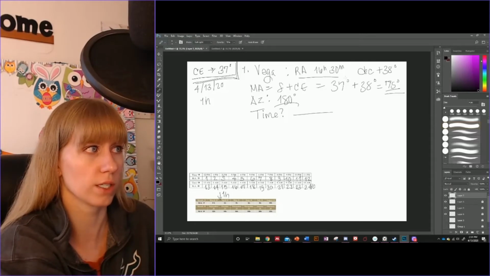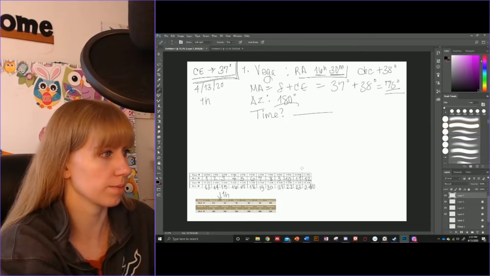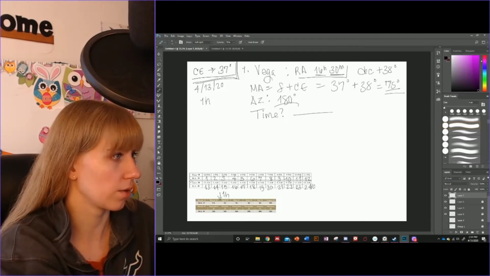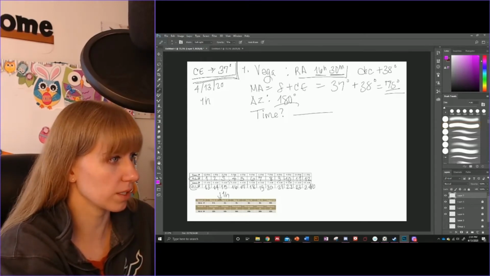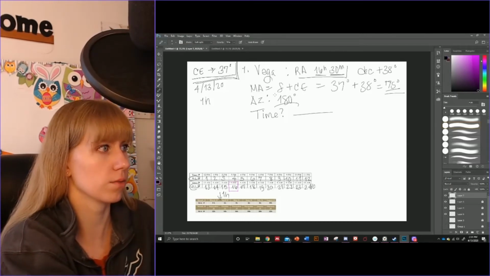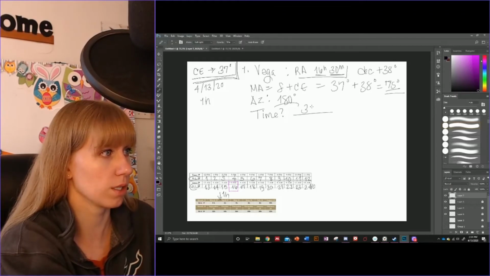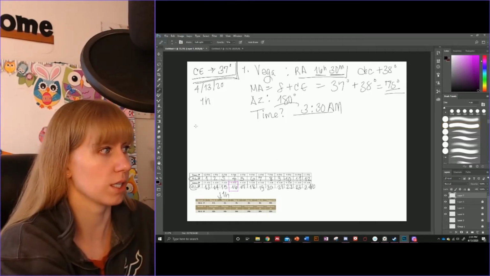What time will we reach maximum altitude? So now let's look at our right ascension. Our right ascension says 16 hours and 30 minutes. So let's look up 16 hours and 30 minutes here. Looking at RA, okay, again, you're looking at RA for this. Oh, I found 16 hours. We've got 3 a.m. over there. But again, we have 30 minutes, so 3:30 a.m. is what time we will reach our maximum altitude. Okay, let's try another one.